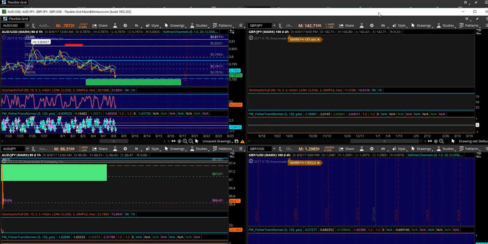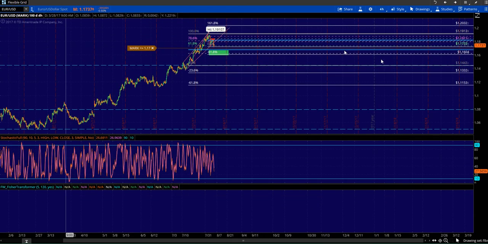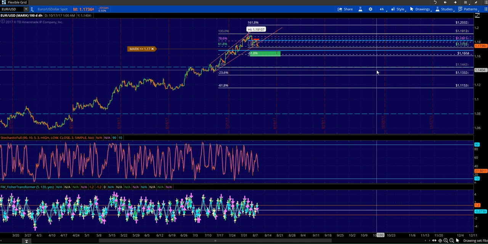So yeah, a lot of different things that I look at, but that is my trade plan for the Euro USD. If you guys want to see me do a trade plan for any other specific pairs that you're looking at, let me know in the comments.